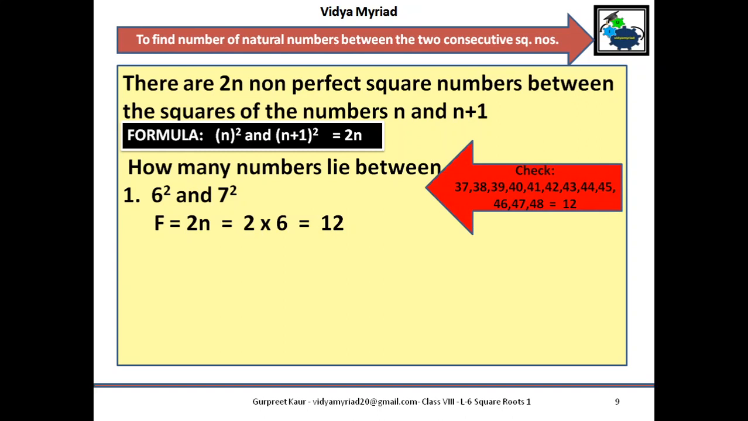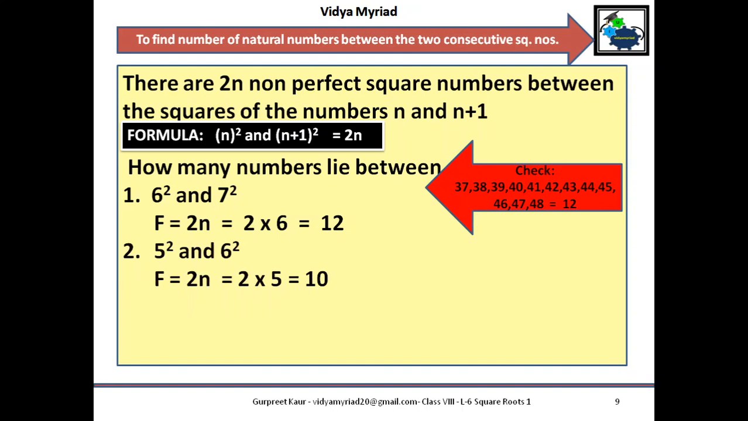Now 6 sixes are 36, 7 sevens are 49. So how many numbers lie between 36 and 49? There are 12 numbers. So instead of writing all the numbers, I can simply put the formula 2n if I have consecutive square numbers.